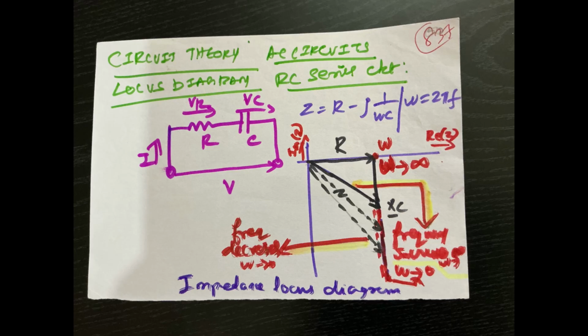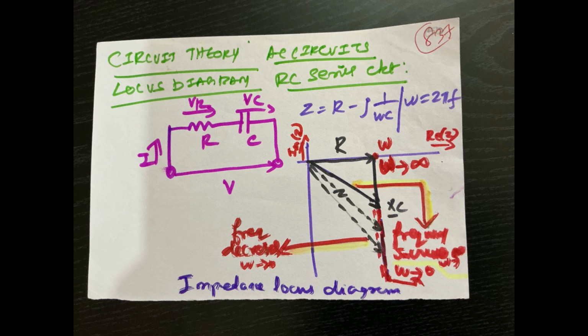AC circuits, locus diagram, RC series circuit. Resistance and capacitor are connected in series, I is the current, V is the voltage, VR is the voltage across the resistance, and VC is the voltage across the capacitor. We get the formula: impedance is R minus j1 divided by omega C, where omega is 2 pi F. The impedance locus diagram is shown in the figure.